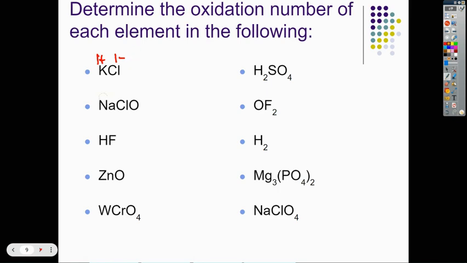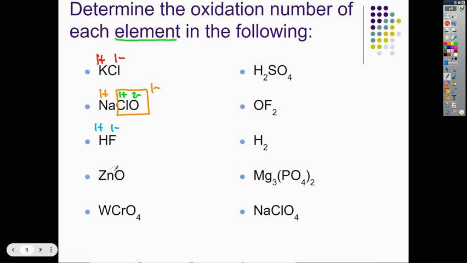Na is going to be a 1 plus, and then that leaves hypochlorite. Hypochlorite adds up to a 1 minus. So we need to make sure that we know the oxidation numbers for each element in the following. Every capital letter is a new element. Oxygen is a 2 minus, so that means that if we want this to be a 1 minus overall charge, chlorine here becomes a 1 plus. HF, fluorine is a 1 minus, H is a 1 plus, easy peasy lemon squeezy.